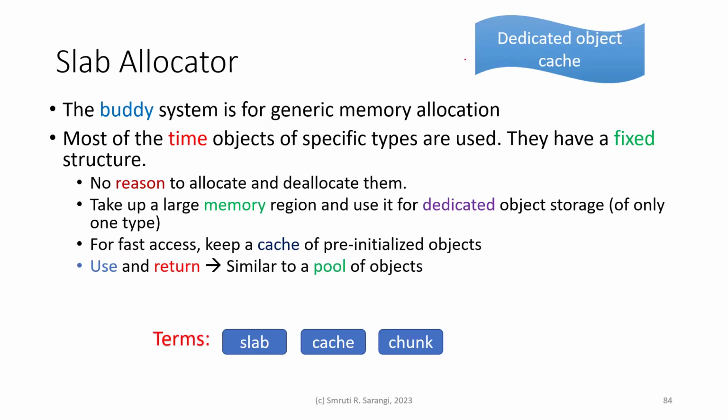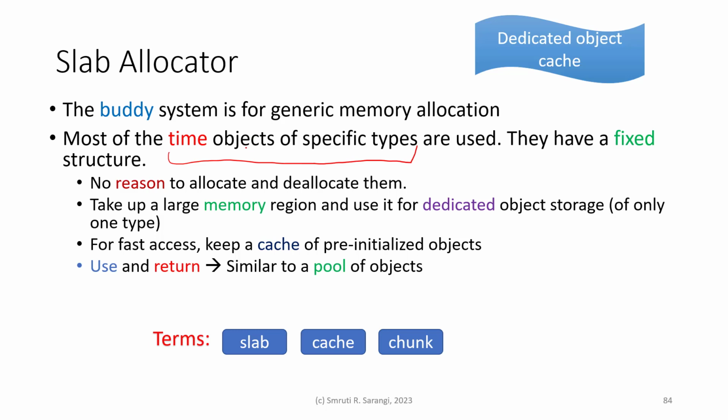So now that we have discussed the buddy system, which is a generic memory allocator, it does not differentiate between one kind of object and another kind of object. Let us now look at a specific region of the physical memory that is explicitly tailored for storing objects of a specific type. So it has a rigid and fixed structure.